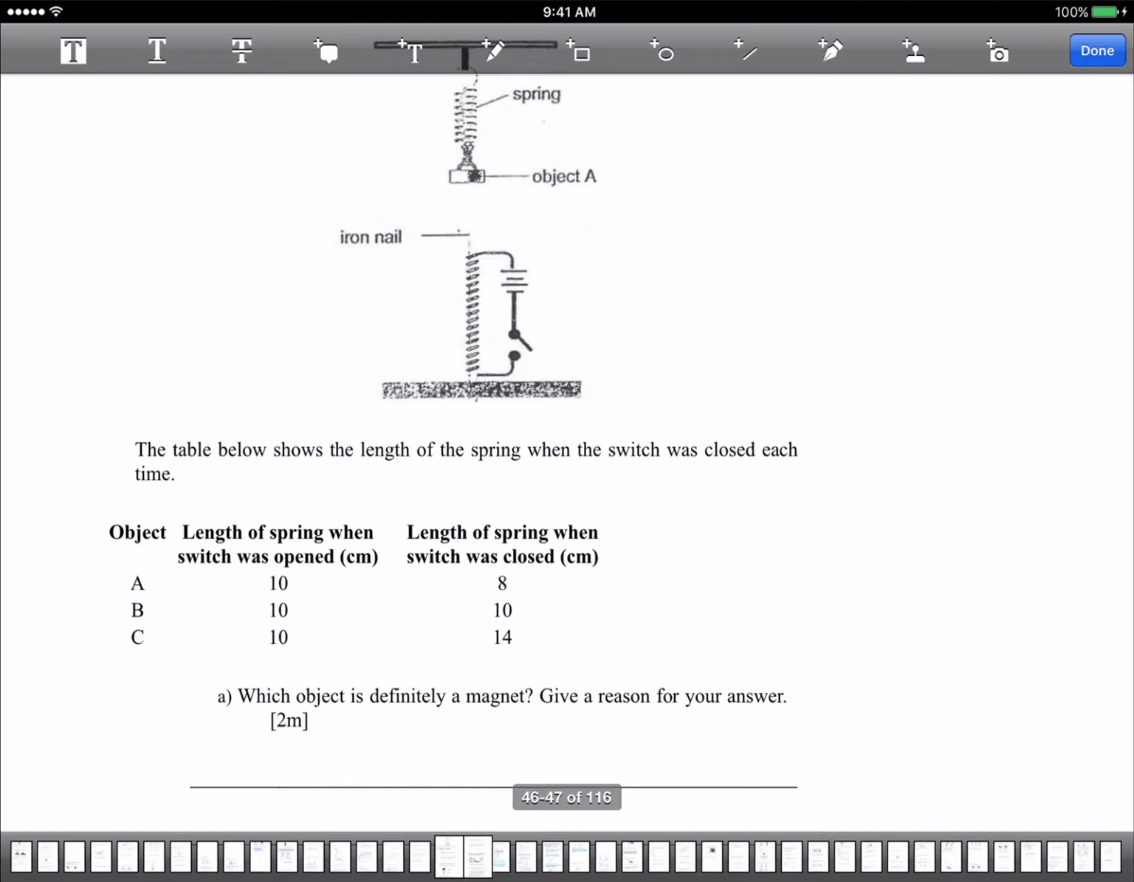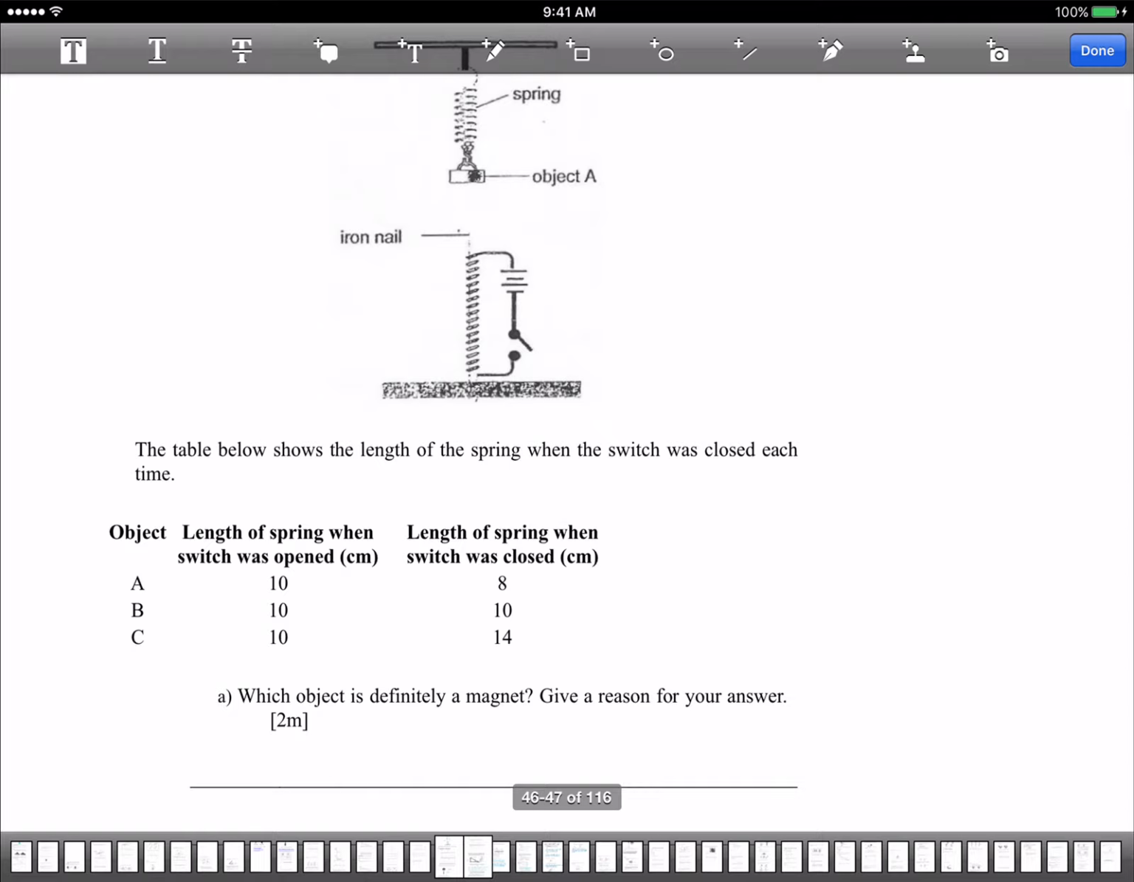Okay? What does this mean? The only way to determine that this is a magnet is that it must repel. Okay, it must repel.